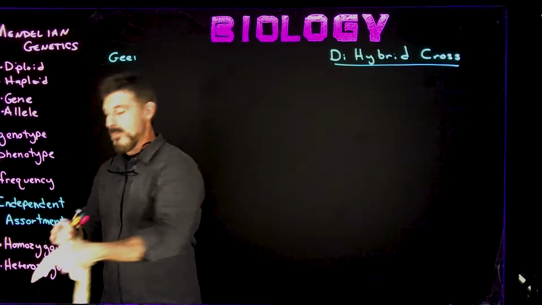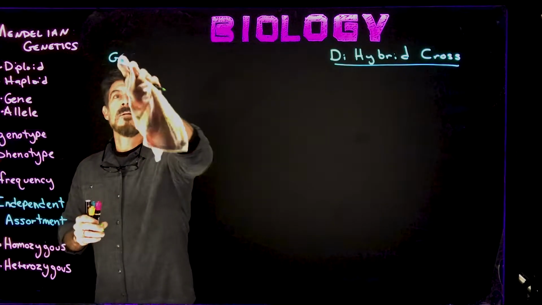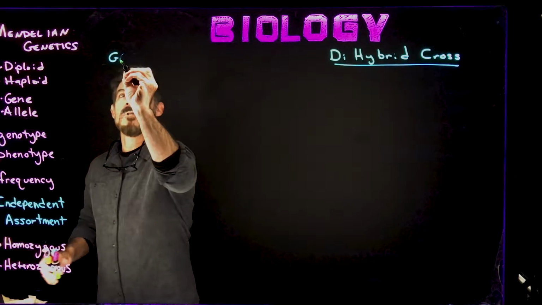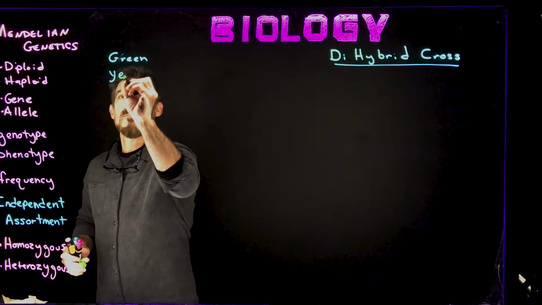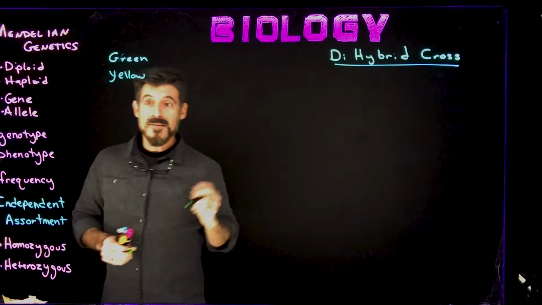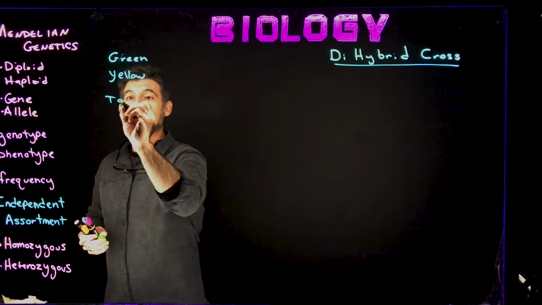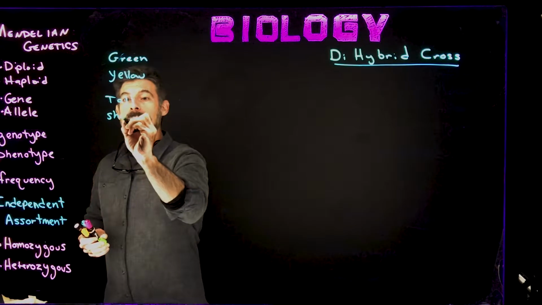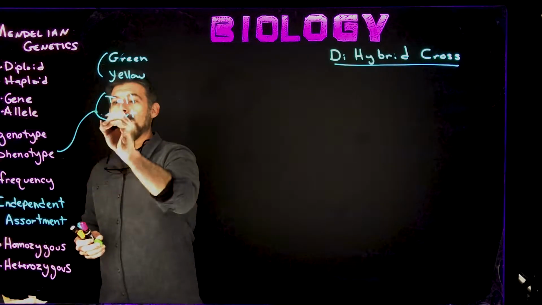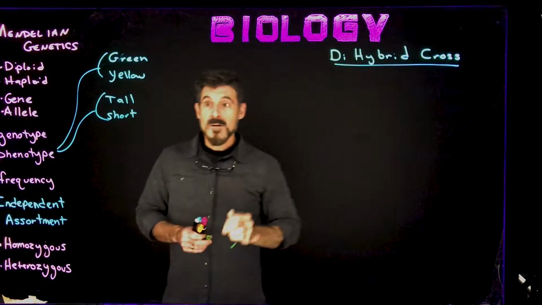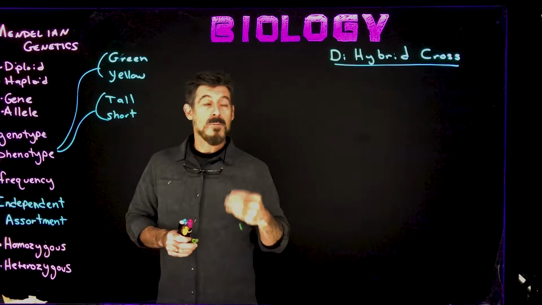Sorry, let me start this over again. We're going to have green seeds and yellow. And then for height, we're just going to have tall and short. So these are our phenotypes, two different aspects that we're going to look at.